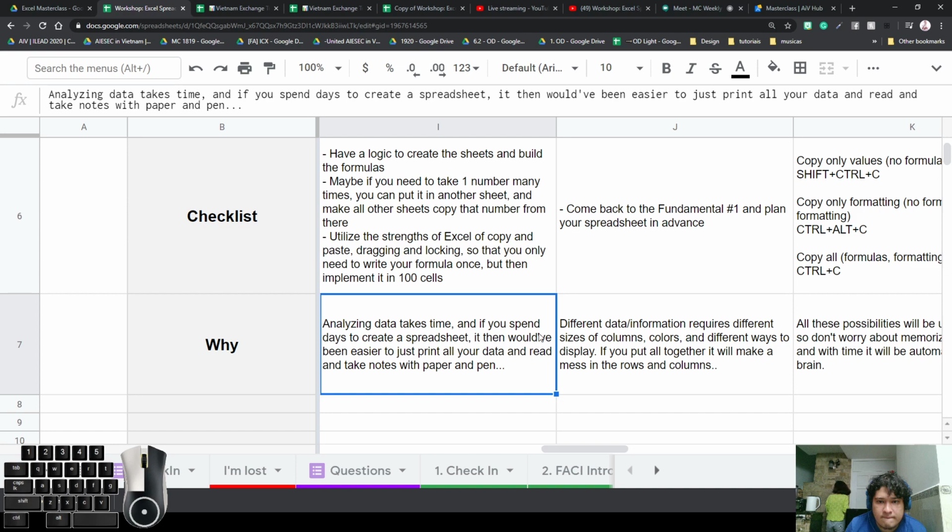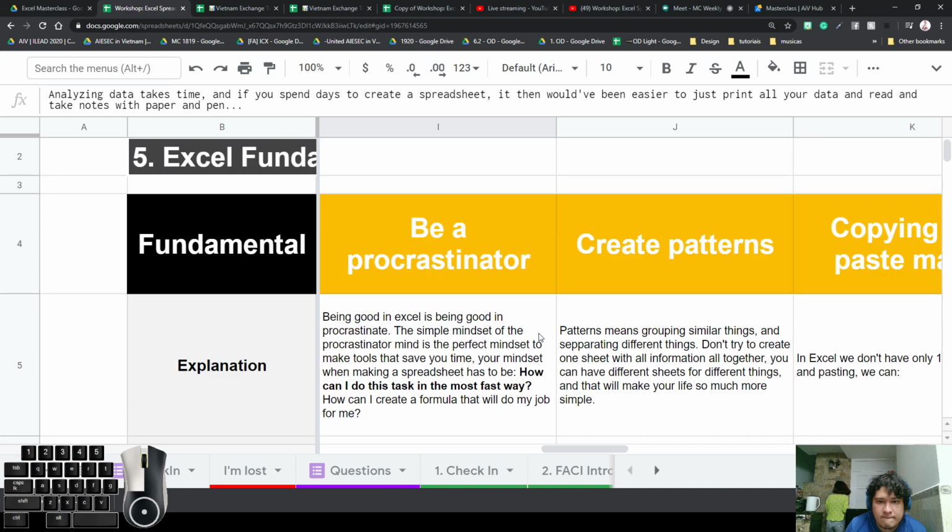That's probably gonna be faster. Of course, sometimes we really like to have fun with spreadsheets, so it just takes so much time. But ideally, the idea of the spreadsheet, and Excel in general, is to make your life easier and faster.